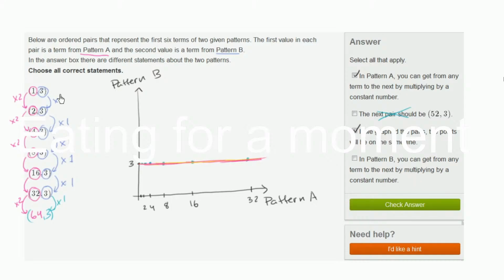In pattern B, you can get from any term to the next by multiplying by a constant number. Well, yeah, even though every term is the same term, you can get from a 3 to a 3 by always multiplying by 1. 1 is a constant number, so we're just multiplying every term by 1. So that also seems to be right. So all of these are right except the second one. The next pair isn't 52, 3, it's going to be 64, 3.